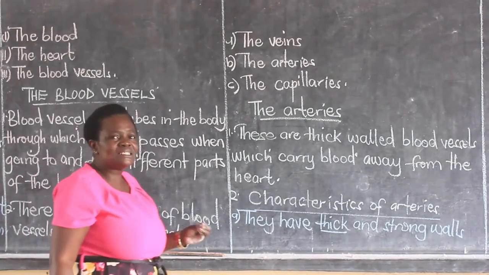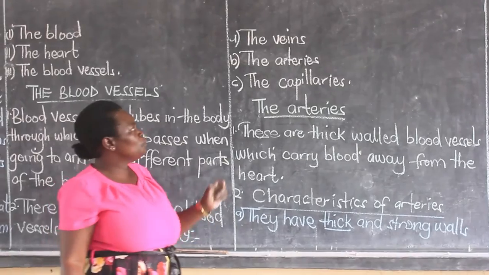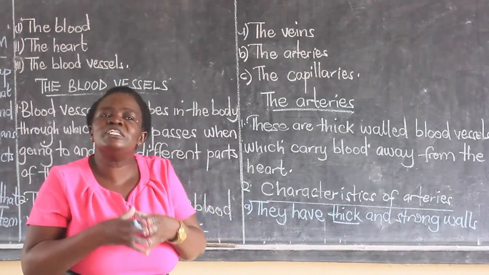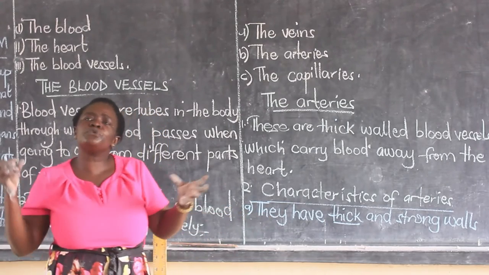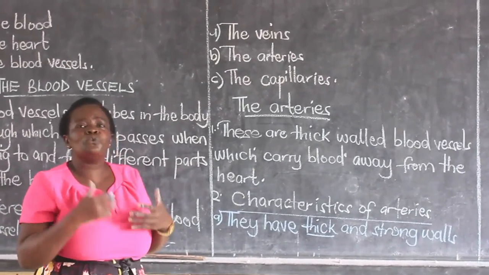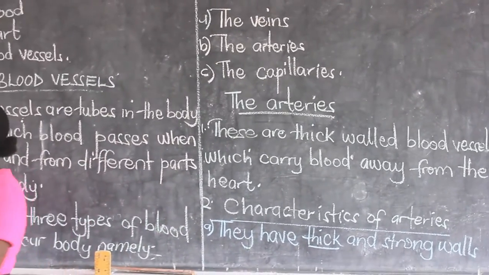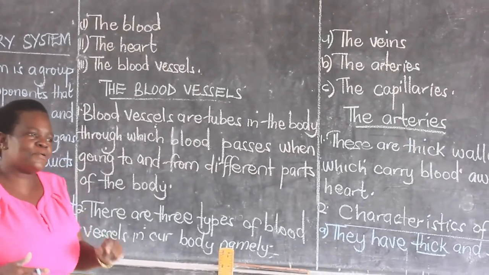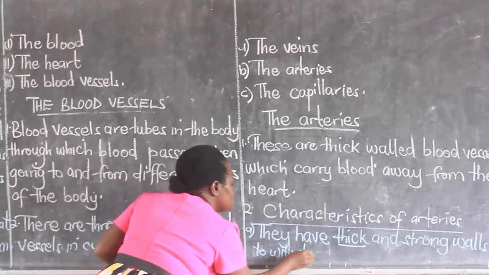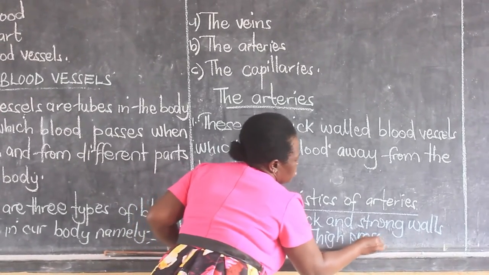The reason for these strong walls is for these arteries to withstand the pressure at which blood is pumped through them. Actually, when we look at these blood vessels, we already told you that these are tubes carrying blood. But as blood is passing through these tubes, it passes through in different ways. When it comes to the arteries, blood is pumped through them with a very high pressure. That's the reason why they were made with thicker walls, so that they can withstand the pressure at which blood is pumped through them. So we are going to say they have thick and strong walls to withstand the high pressure.